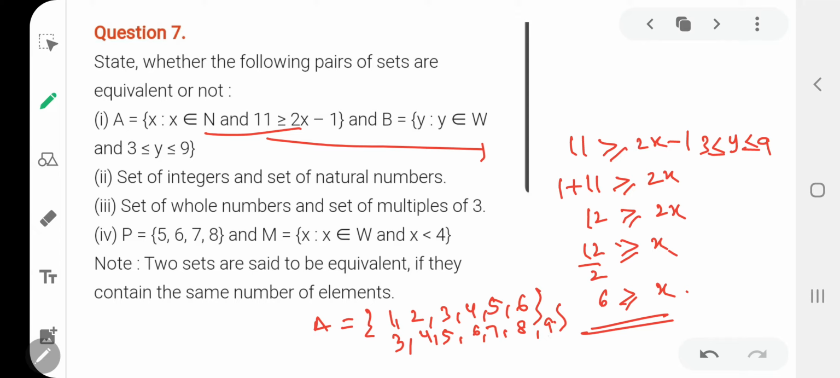So what have you noticed here? In set A, the cardinal number of elements is 6. Am I correct? And in B, the cardinal number of elements is 7. So they will not be called equivalent. So they are not equivalent.